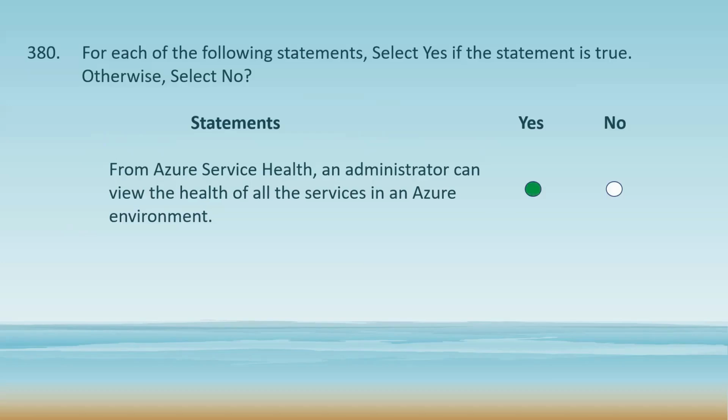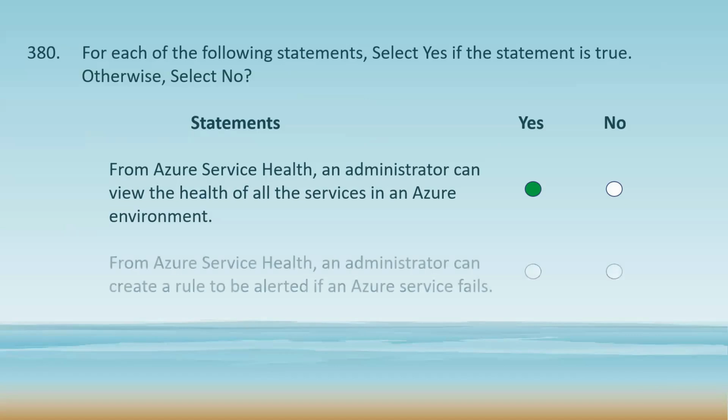Service Health keeps you informed about the health of your environment. It provides a personalized view of the status of your Azure services and regions, includes information about planned maintenance and current incidents, and offers richer functionality, including alerting and RCAs.